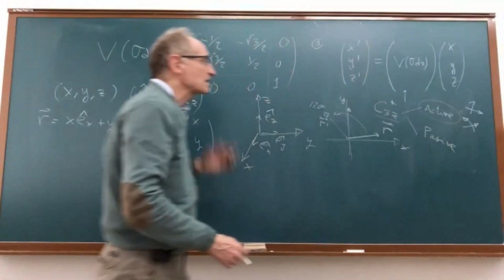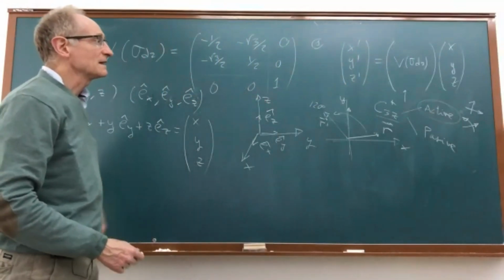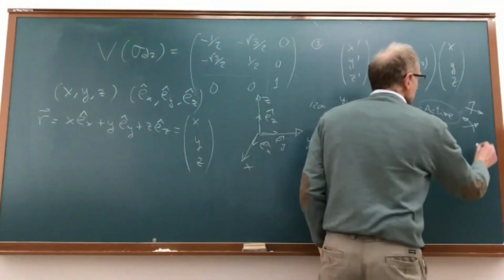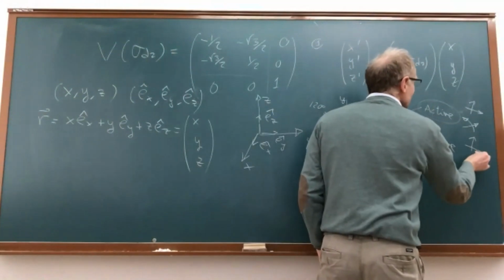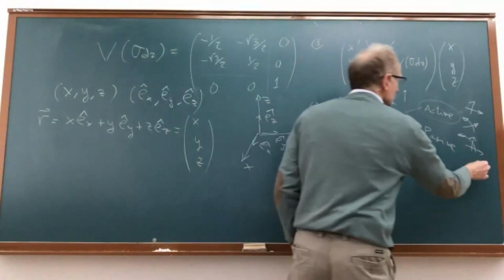In the passive representation, what one does is that vectors don't rotate, but one rotates the system. The reference system rotates, and the vector stays the same.